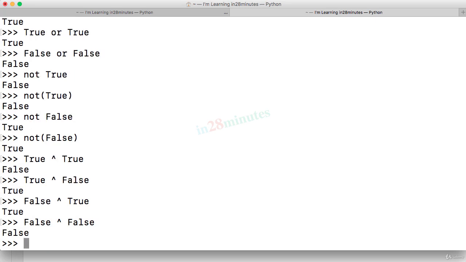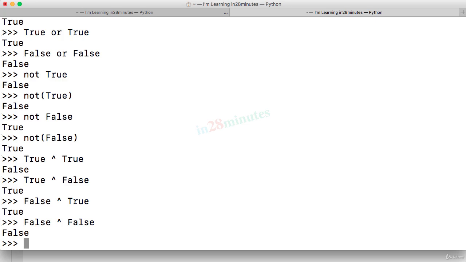So in summary, the operators which we looked at are AND, OR, NOT, and XOR. AND is true when both operands are true. OR is true when at least one of the operands is true. NOT reverses the value, so it makes true as false, false as true. XOR is true when both the operands have different values. One of them has a value of true and the other one has a value of false. Typically, these are all called logical operators.